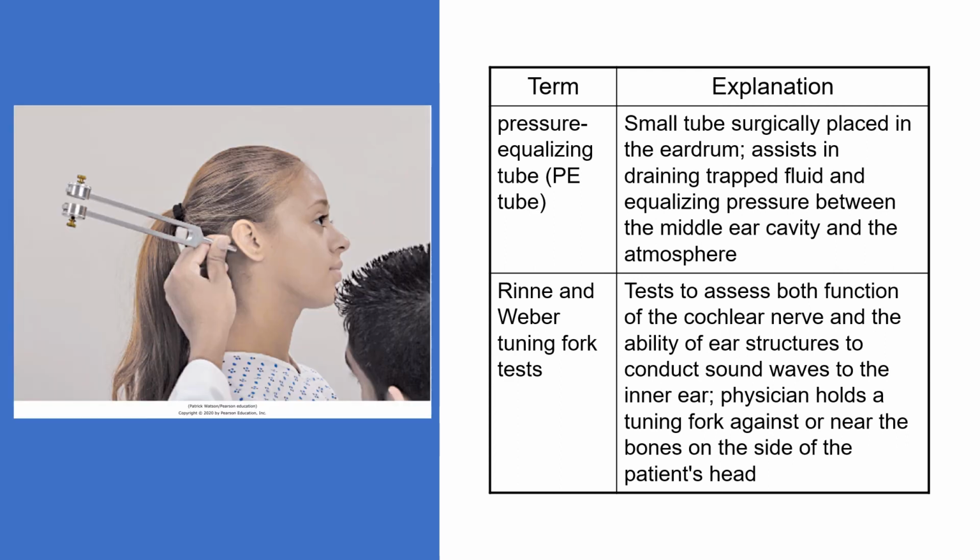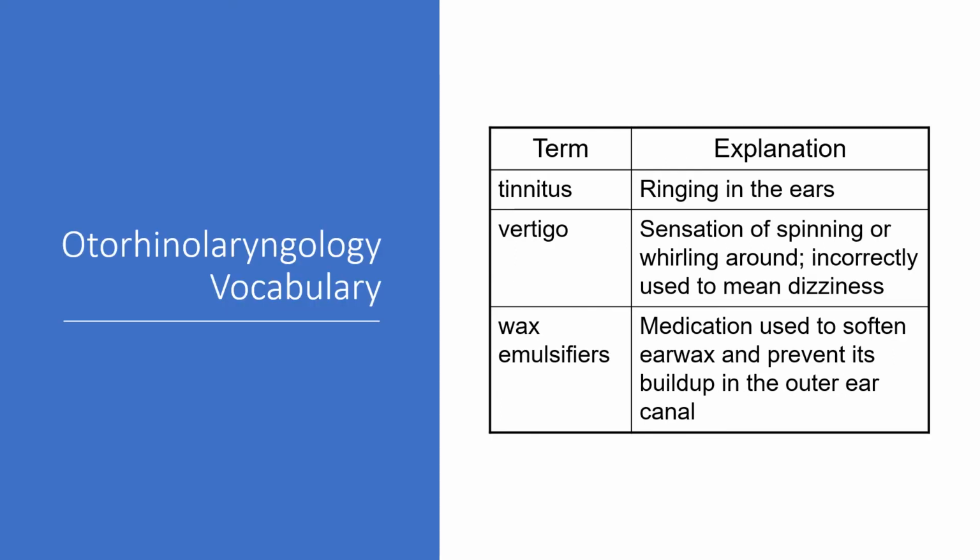A Rinne and Weber tuning fork test is a test to assess both function of the cochlear nerve and the ability of the ear structures to conduct sound waves to the inner ear. The physician holds a tuning fork against or near the bones on the side of the patient's head, as you can see here. Tinnitus is ringing in the ears.